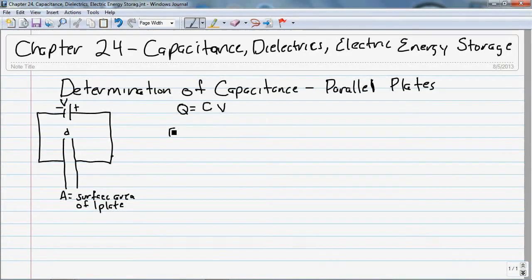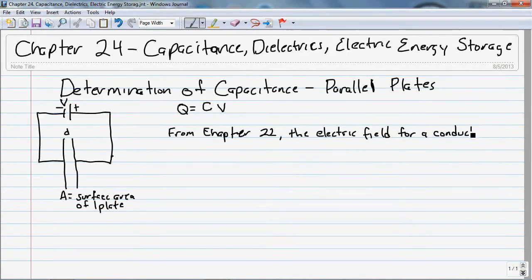From chapter 22, the electric field for a conducting surface is E equals capital Q. Let me write that where I have a little more space here. E equals Q over epsilon naught times A.